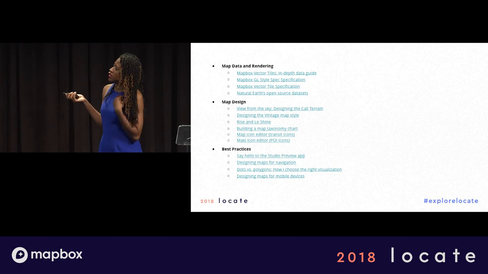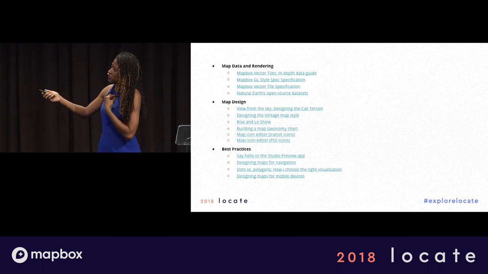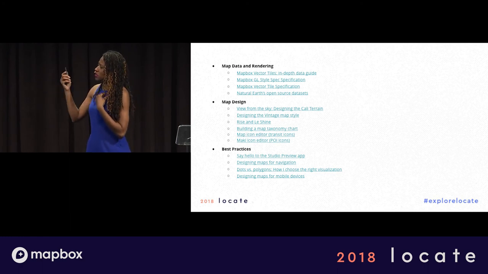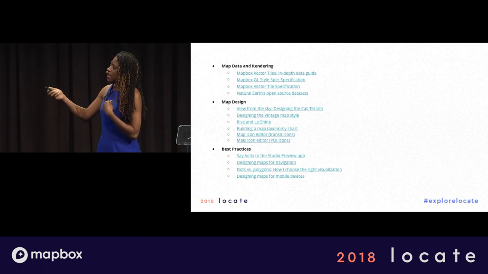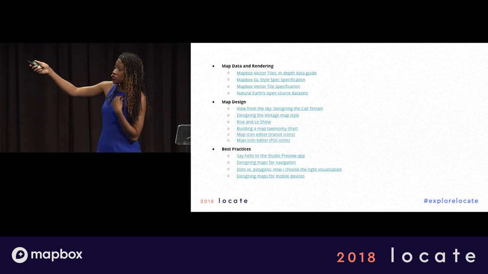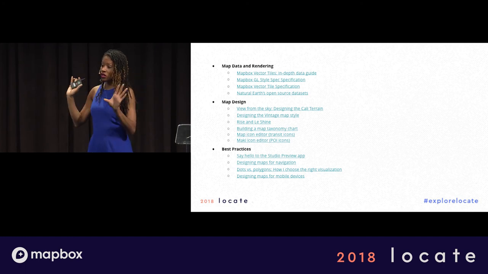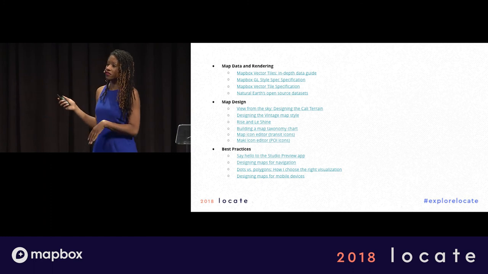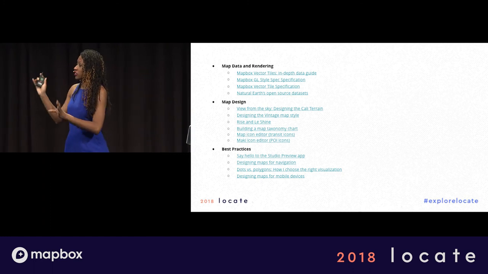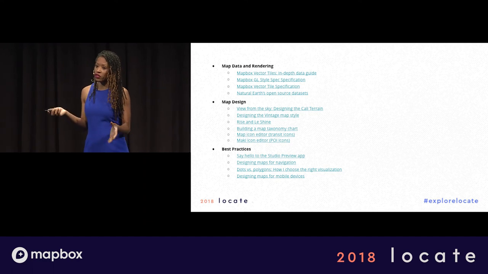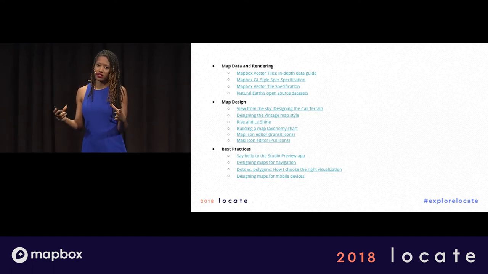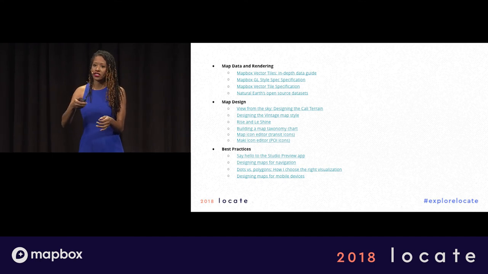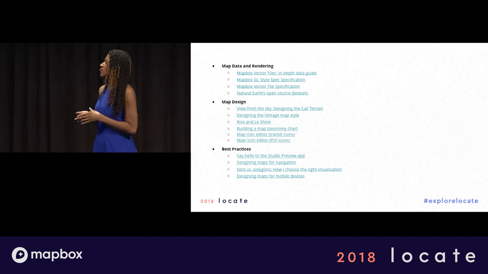And then map design. So I talked a little bit about Cali terrain in a blog post. There's also a few other map styles there. And the building a map taxonomy chart also is a good read. And then there are the map icon editor and the Maki icon editor. Those are like lifesavers. You can essentially bring all of the icons in and change the colors in the interface itself and then download all of the icons. So it's like 128 SVGs that you just use the UI to change the color for. So it saves a lot of time.